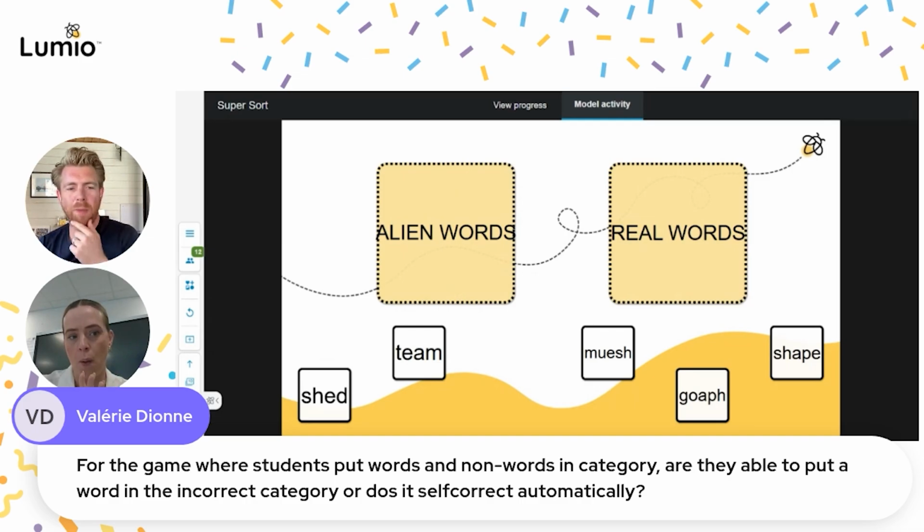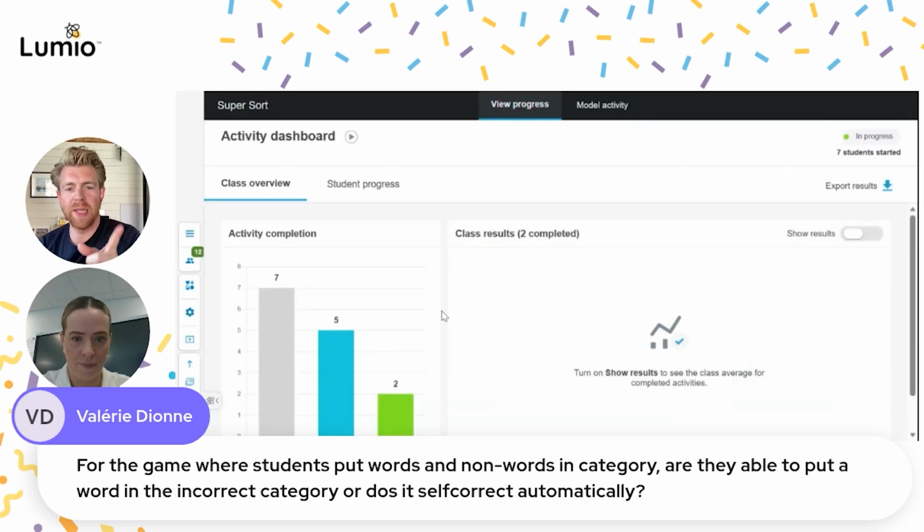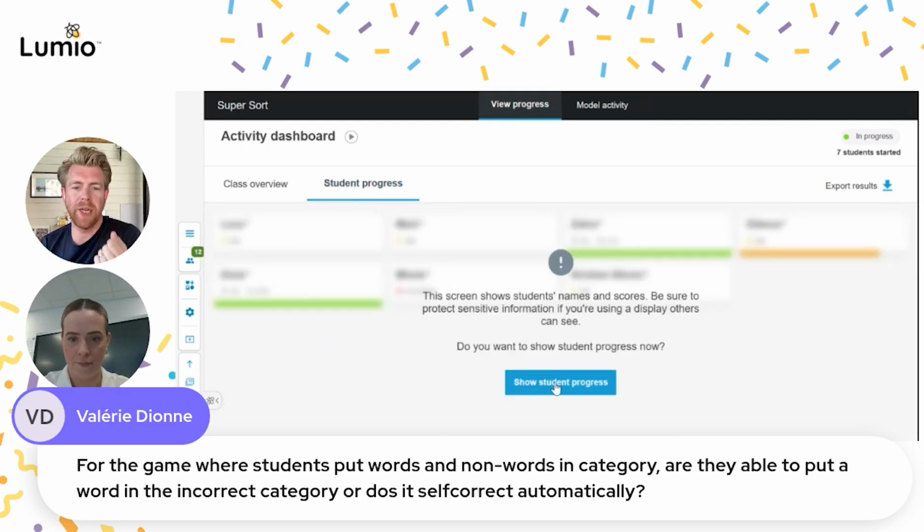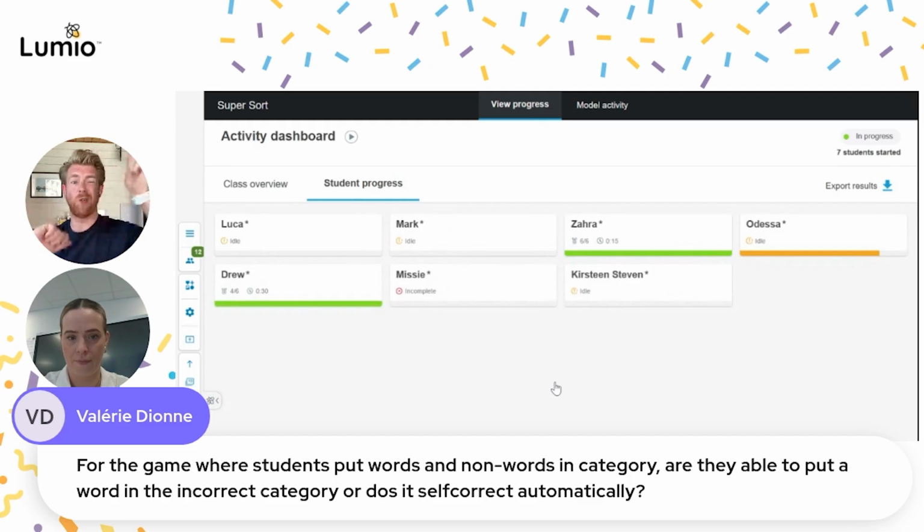Can you just click on the view progress at the top as well? So from a teacher's point of view, actually, you can see here how they're getting on. And if you click on student progress as well, you can see how the students are getting on. So you've got that feedback. If they are just randomly sorting it, you will see here. But you can see out of the ones that have participated here, I think Zara and Drew have definitely done the best on there as well. Well done, Zara and Drew. You can see how they're doing.